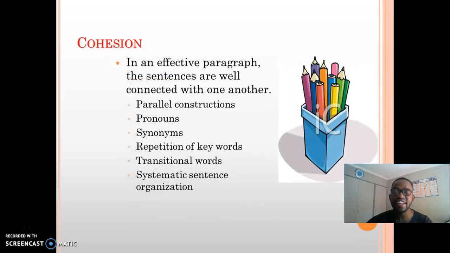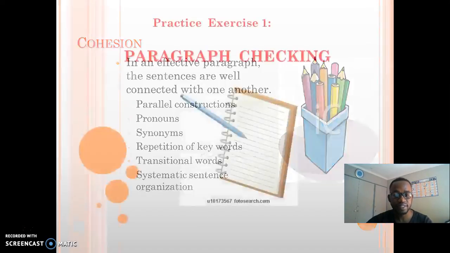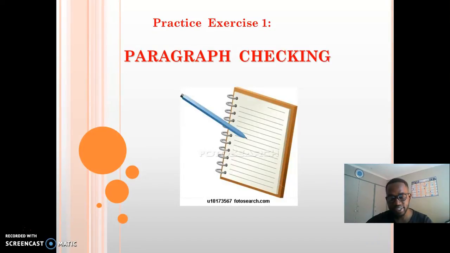Cohesion. In an effective paragraph, the sentences are well connected with one another: parallel construction, pronouns, synonyms, repetition of keywords, transitional words, systematic sentence organization. Guys, after that whole summary, it talks about coherence and cohesion. They are sometimes called logical connectors. How do you use them?